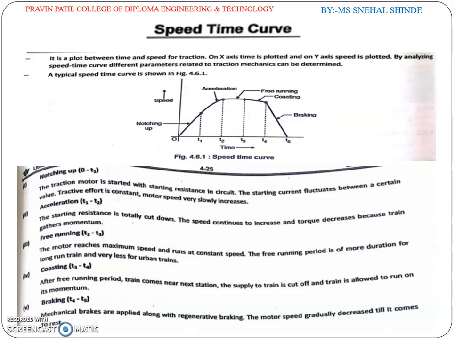T1 to T2, after the starting resistance has been cut out at point T1. The train continues to accelerate. The torque gradually falls as the speed increases, in accordance with the torque speed characteristics of the motors. It is observed that acceleration is constant during 0 to T1 and it decreases during T1 to T2.